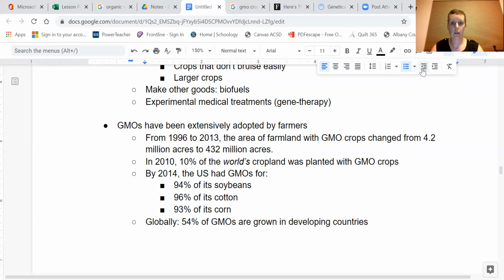So, you know, the vitamin A rice is an example. In India, they grow genetically modified eggplant because, again, that one is a disease-resistant modification. There was a disease that was wiping out their eggplant crops, and so they started growing this genetically modified version.